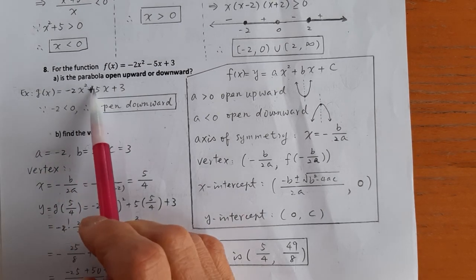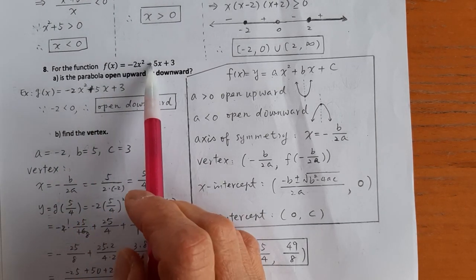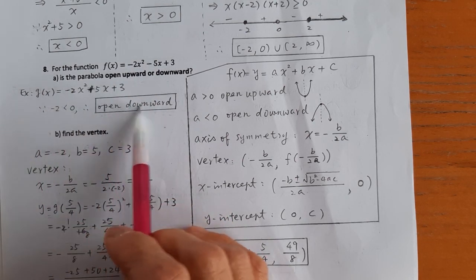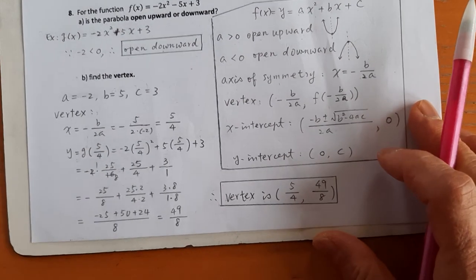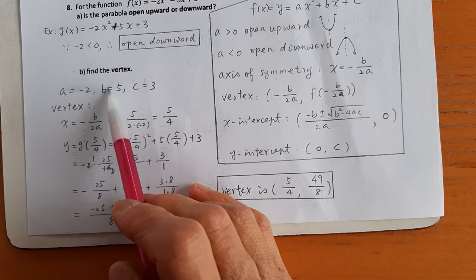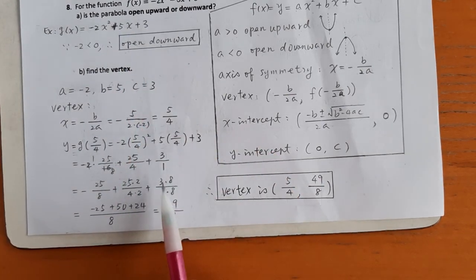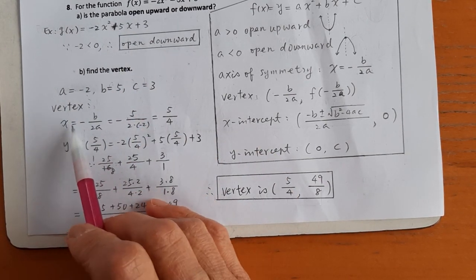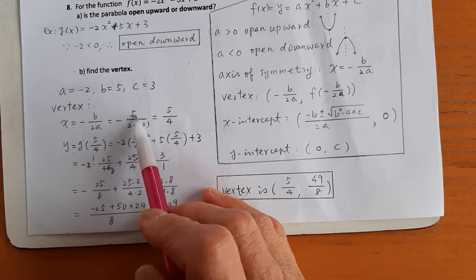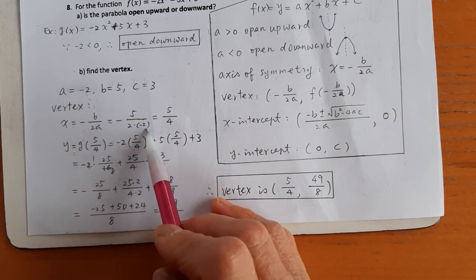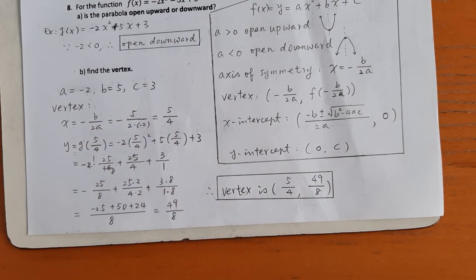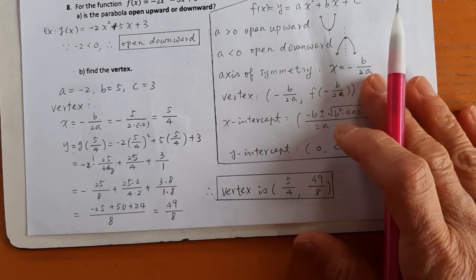Now in this example, here it is plus, not minus. You do minus, I do plus. The leading coefficient is negative, so it opens downward. B, find the vertex. A is -2, b is 5, c is 3. So the vertex x coordinate formula is -b over 2a. b is 5, plug in; 2 times a, which is -2, plug in. Negative times negative becomes positive, 5 over 4. That's the x coordinate of the vertex.